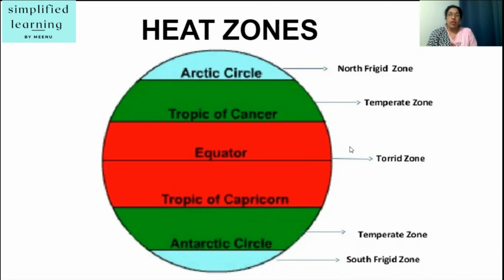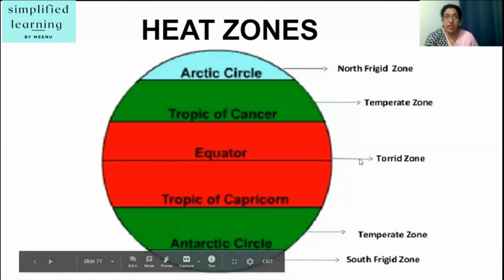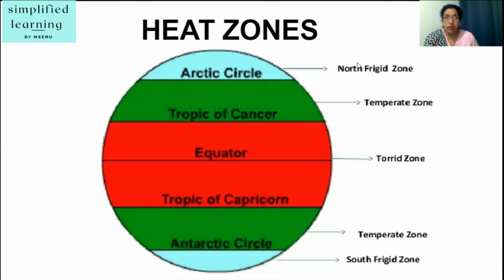Clear? So the topics which we covered today were latitudes and longitudes in detail, and how these important latitudes divide the Earth into different heat zones. Clear? So yes, students, I hope you have understood all the elements of a map till now.